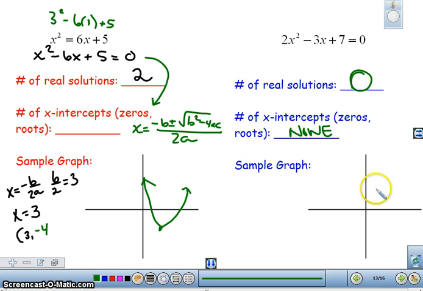And what would our graph look like? Well, this 2 is telling us our graph has to go up, so our graph is maybe someplace up like this. We don't know exactly, but that would be a good estimate.